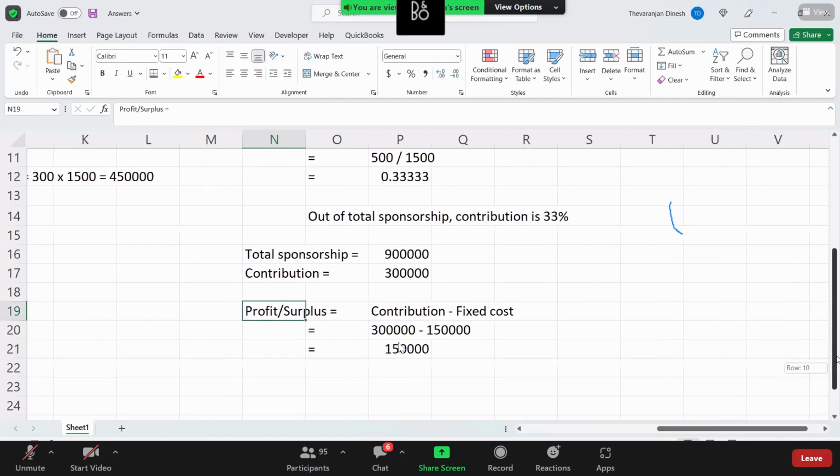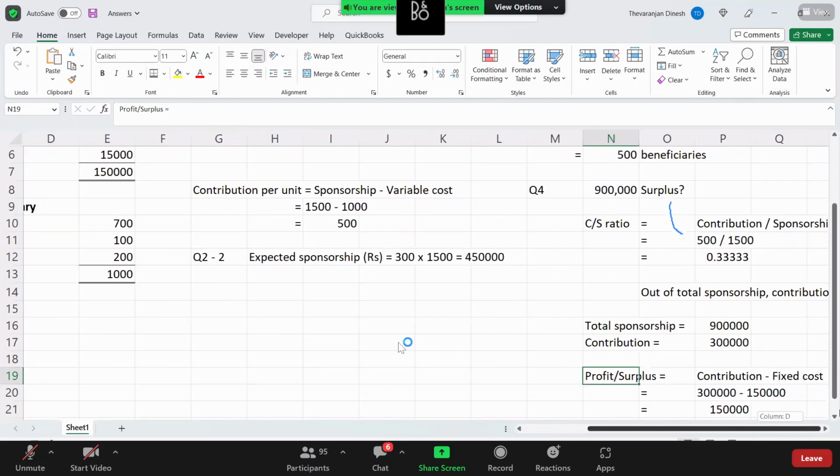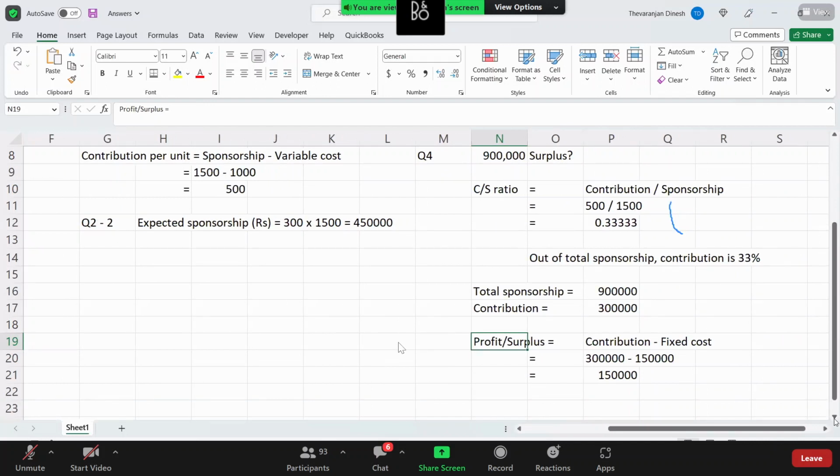So this was question number 4. They are giving 9 lakhs to you. If they give 9 lakh sponsorship, what is the surplus? To find the answer, first of all you have to know the CS ratio, that is 33%. Using that, we can calculate the contribution amount, that is 300,000. Contribution minus fixed cost is the profit or surplus. So 3 lakhs minus 150,000 is equal to 150,000, which is your surplus.